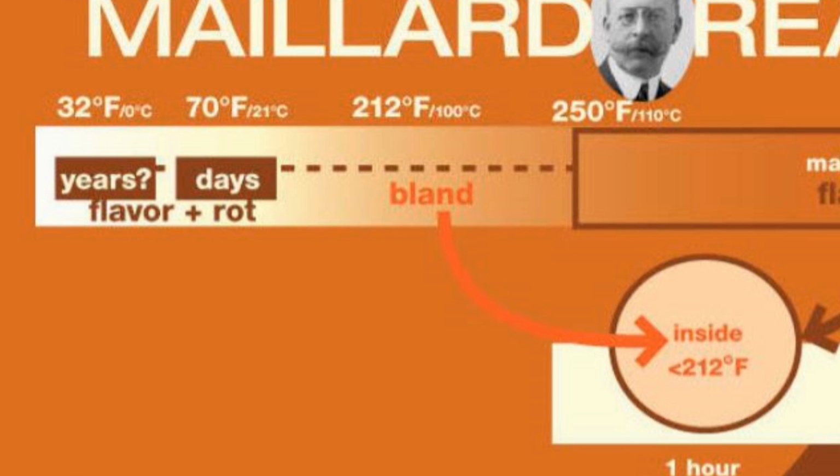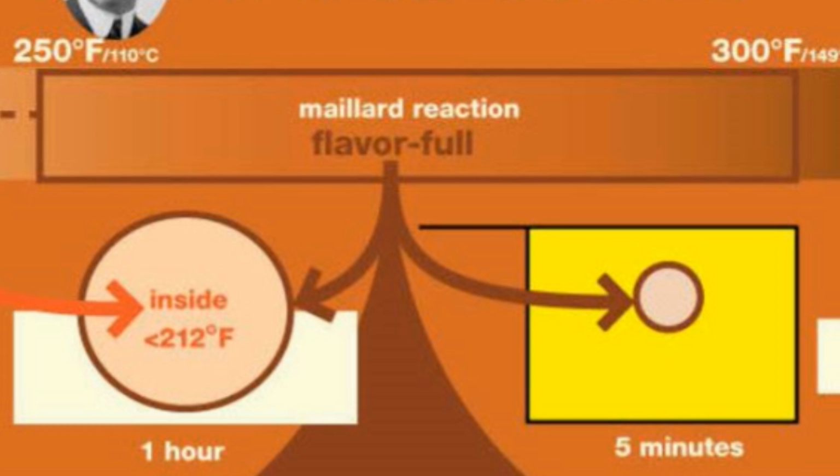At the first part of the cooking process, it is under boiling point, which is 212 degrees. Nothing much happens. Most of the chemical reaction takes place between the temperature of 250 to 300 degrees Fahrenheit. During this temperature, molecules on the surface of the food interact with each other to form what is known as flavor molecules. And this chemical reaction is frequently known as the Maillard reaction.